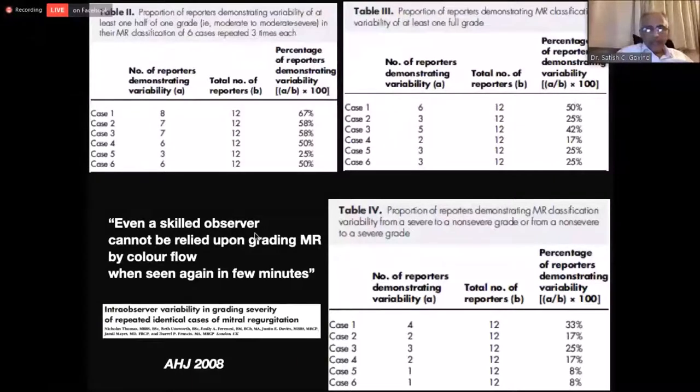This is a study which very clearly shows that they have taken 6 patients here, 12 expert people, and they were all asked to see the same images again; they were blinded to it. The error ranges from 67% to almost as high as you can get it. So it's very important that we don't go by the color image quantification in terms of severity. Avoid this. This is just for an initial impression or in an acute situation where we can utilize this, but not in a routine situation.